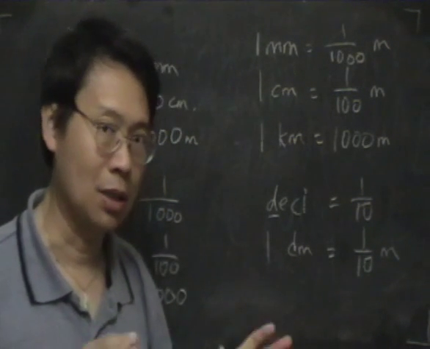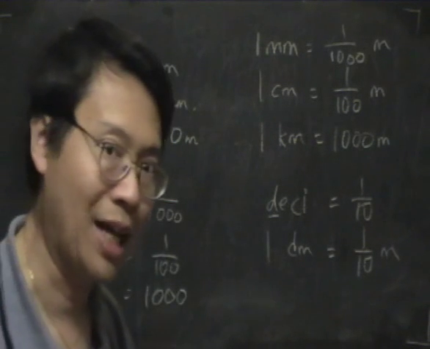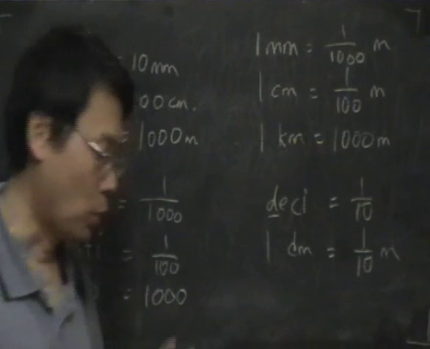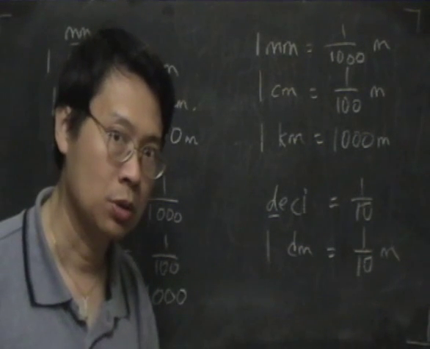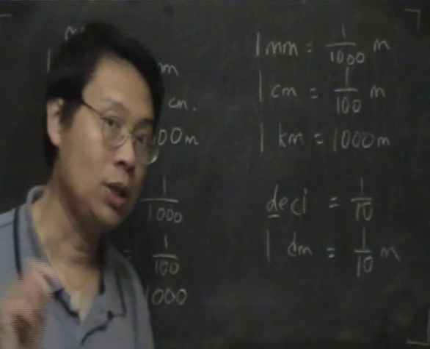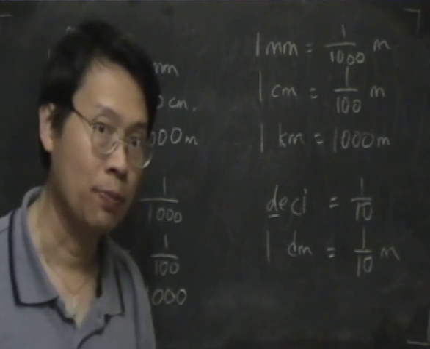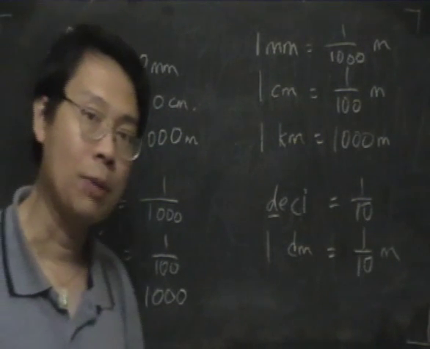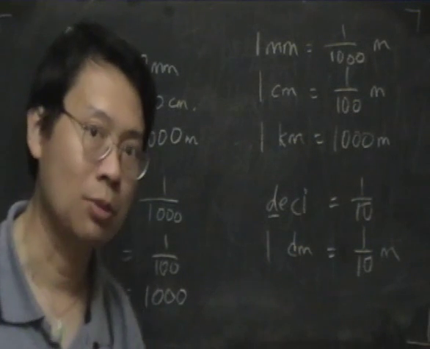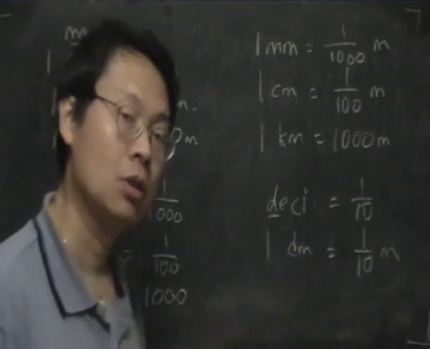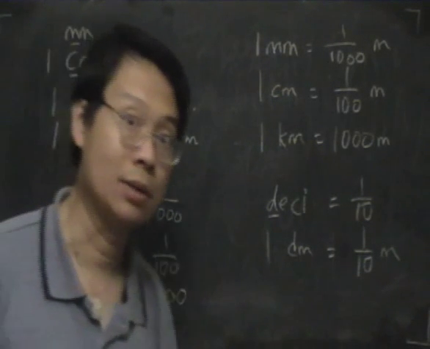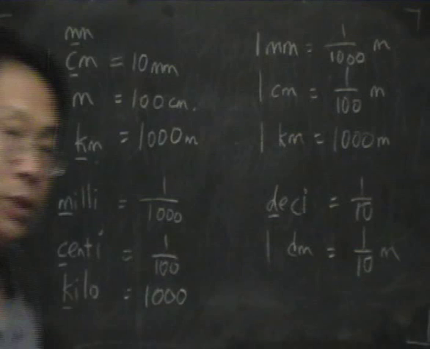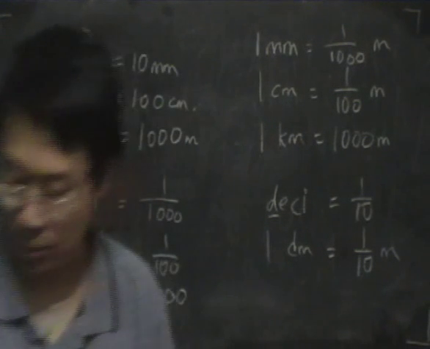Well, dm is a measure of length, not volume. But when we measure volume, we often use 1 dm cubed. And 1 dm cubed is actually 1 liter. Alright? We hear of the unit liter more often, but we do use dm cubed as well in science. Okay, so let's go on to do some exercise.